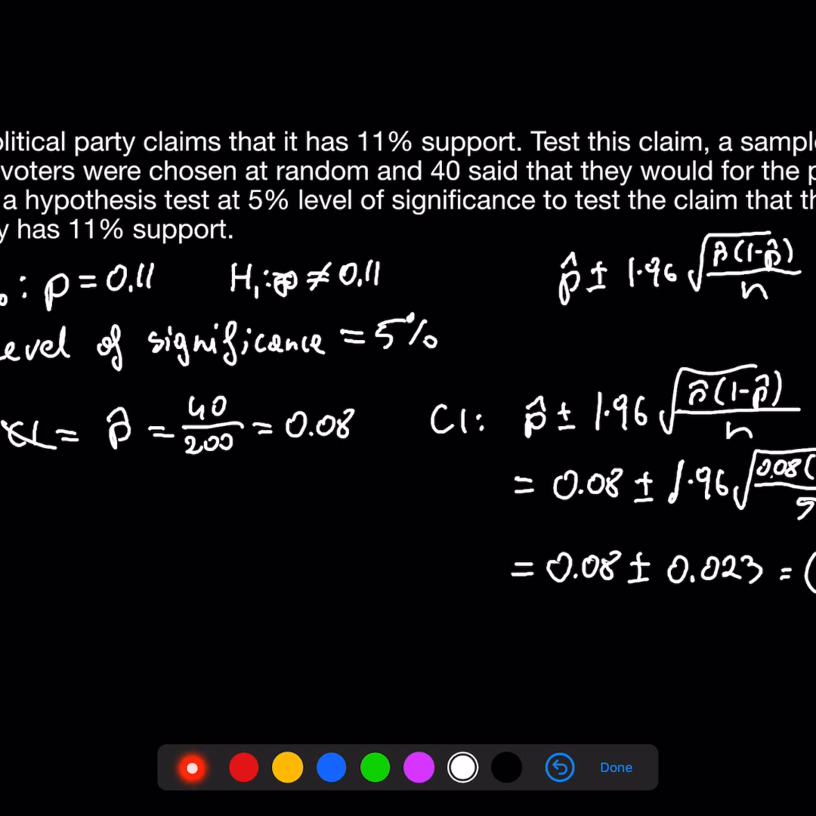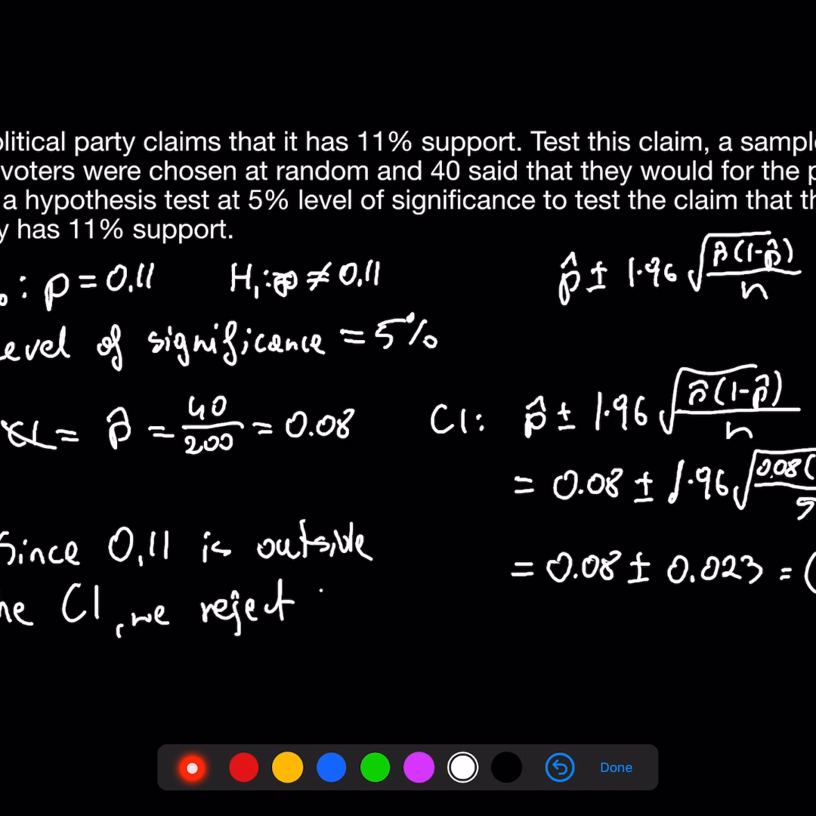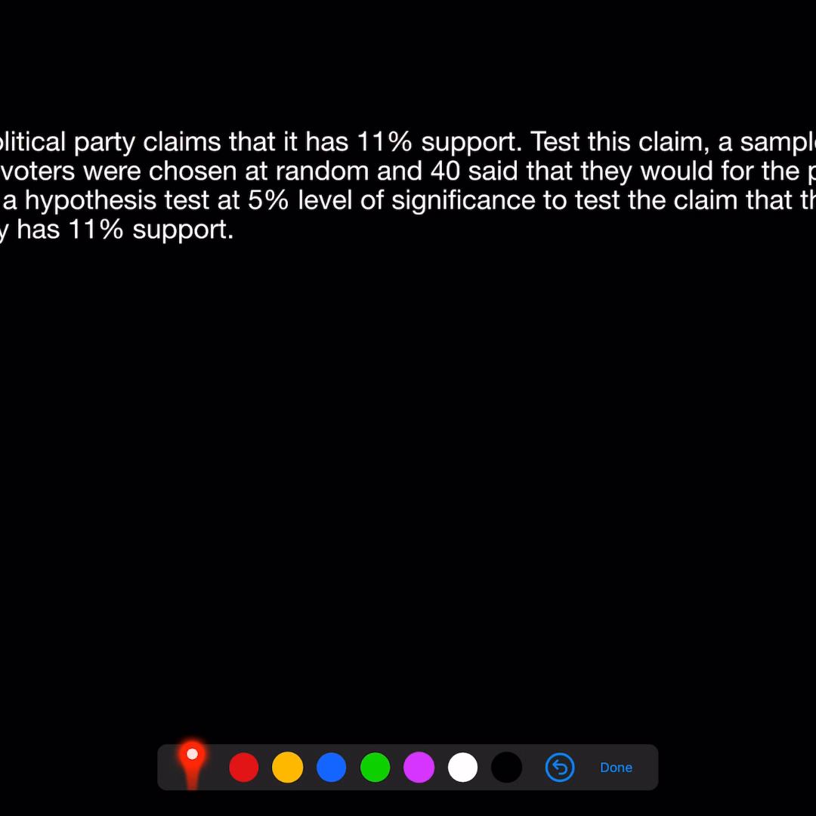And based on this, we say that since 0.11 is outside the confidence interval, we reject the null hypothesis H0, which essentially means that this political party does not have 11% support at the 5% significance level.